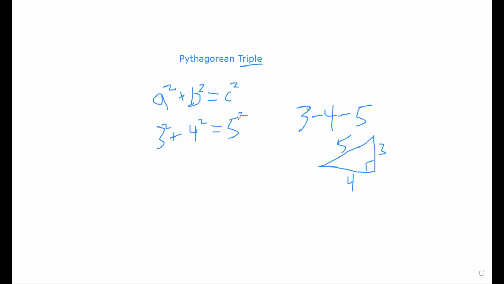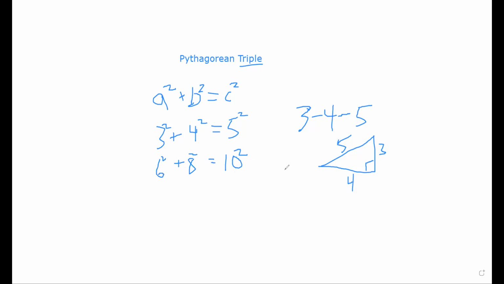Any set of numbers, any three numbers that follow that same pattern are going to be considered a Pythagorean triple. So if you take multiples, 6, 8, 10, that's a Pythagorean triple also. 6 squared is 36, 8 squared is 64, add them together you get 100, 10 squared is 100.